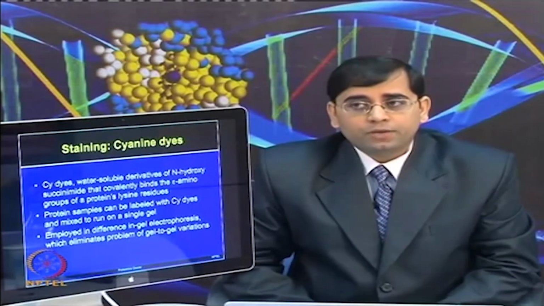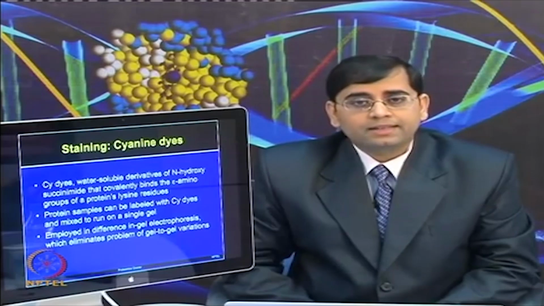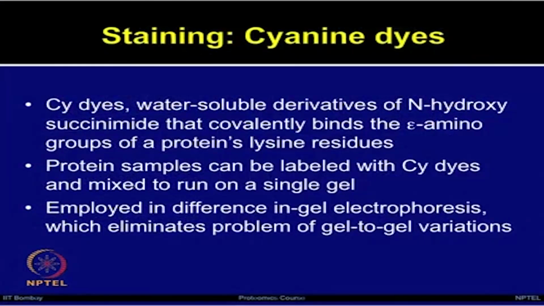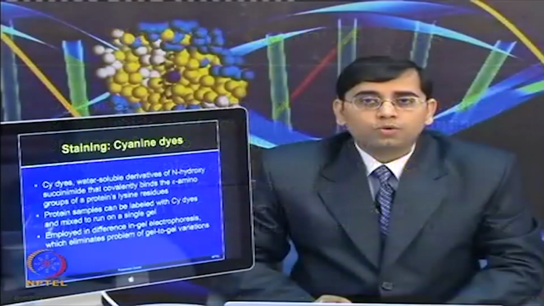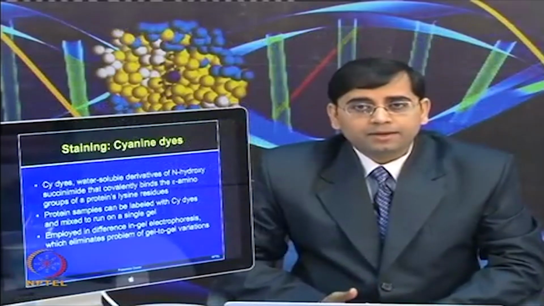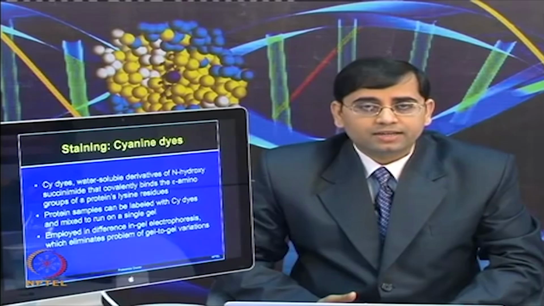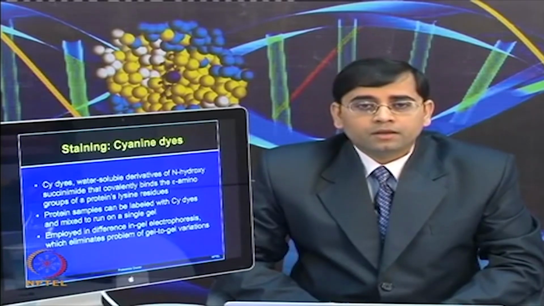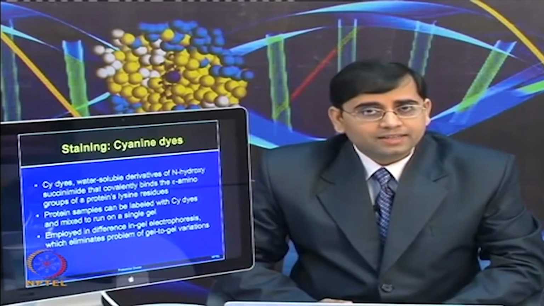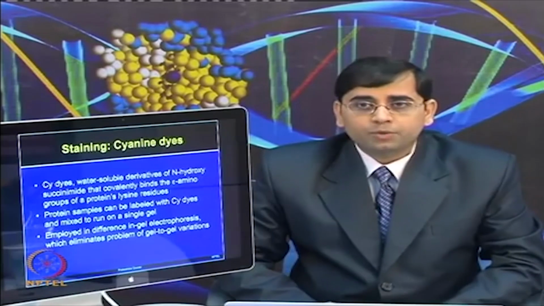So, now after looking at this animation, let us continue with the second staining method, which is the use of cyanine dyes. As I mentioned, these are very sensitive dyes and these are water soluble derivatives of N-hydroxysuccinimide, which is covalently bound to the alpha amino groups of a protein's lysine residue. Now, since this labeling is minimal labeling, your overall mass is not going to change by adding different types of Cy dyes such as Cy2, Cy3 and Cy5. Protein samples can be labeled with these dyes and then mixed together to separate the proteins on one gel.